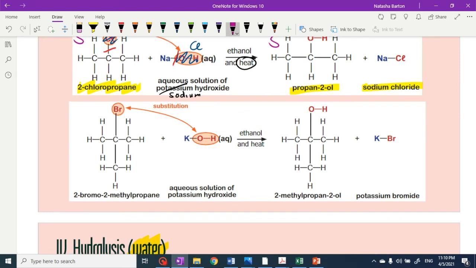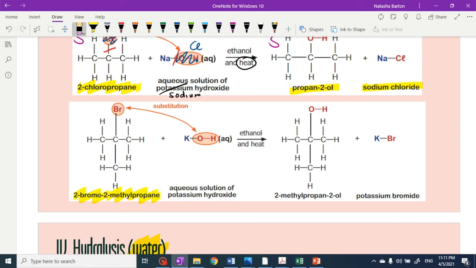Here we have another example. So they say we have 2-bromo-2-methylpropane. This is actually a tertiary haloalkane because the carbon onto which our bromine atom is attached is bonded to 3 other carbons. But there are no specific reaction conditions for primary, secondary, and tertiary haloalkanes as far as I know.